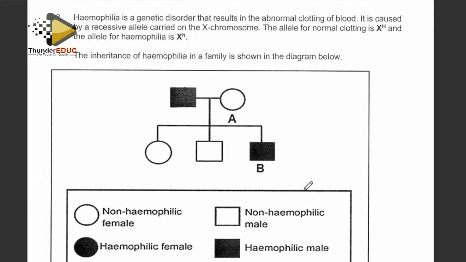We go to question number 2.3. You could even smash this within less than an hour. Let's continue. Hemophilia is a genetic disorder that results in the abnormal clotting of blood. It is caused by a recessive allele carried on the X chromosome. They're saying that the clotting factor shows you are normal, while if you have it, it means that you are hemophilic.